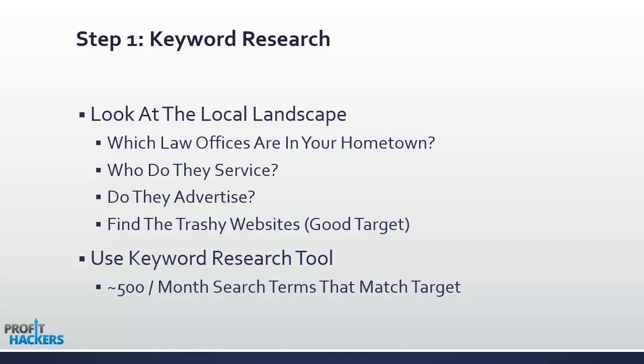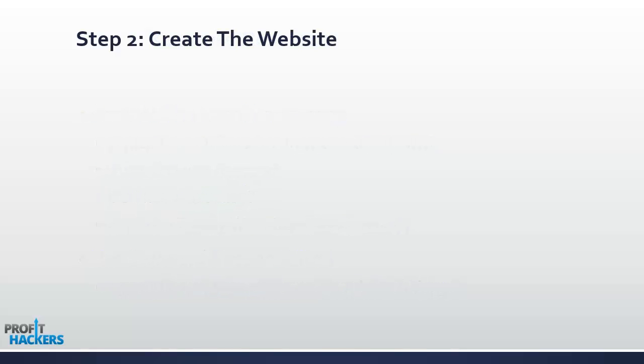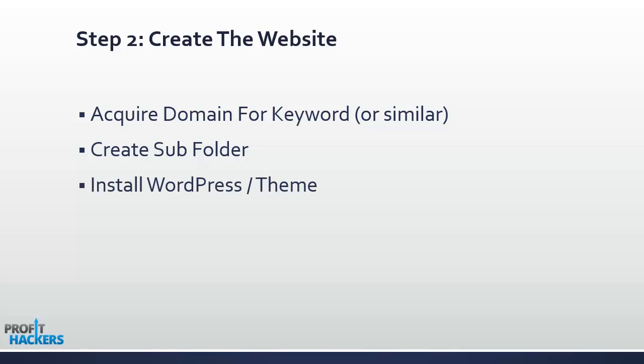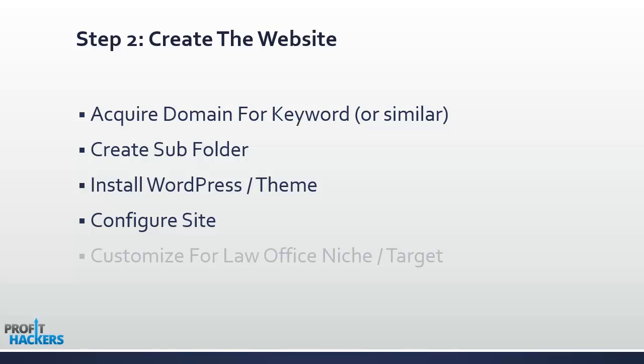Now, once we find a term, we're going to create a website for that term. So you're going to acquire a website or a domain that's going to be matching that keyword. And when we talked a little bit about your subdomains and your subfolders, if you're using an exact match domain, then you probably don't have to use a subfolder. Although if you're going to be doing multiple pages for multiple clients, it may make sense. What we do is install the WordPress backend and install a theme. Then we configure that website and customize it for the law office niche or our target audience.